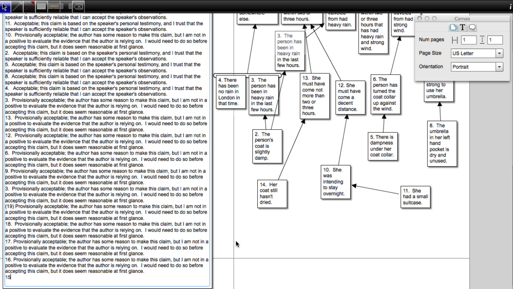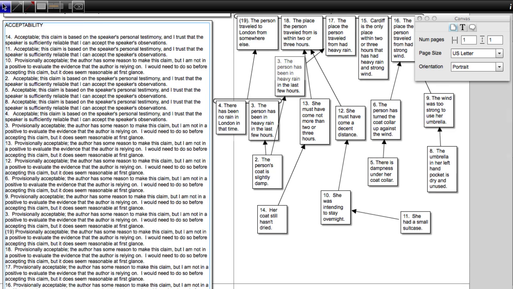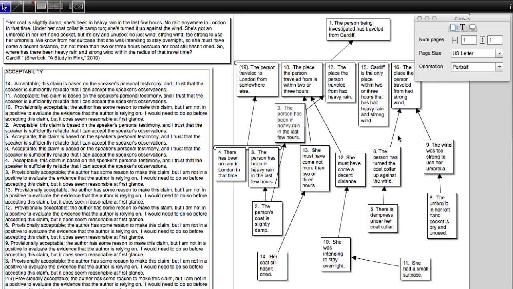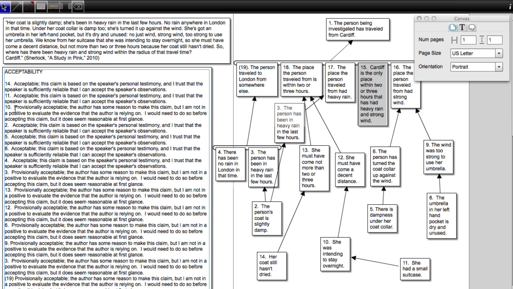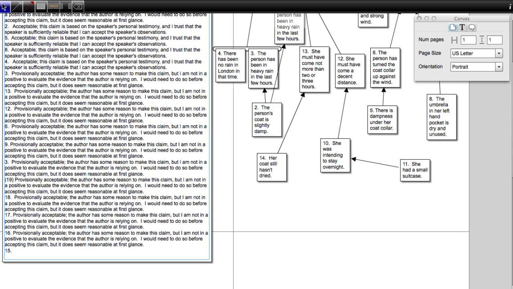15 has no subarguments. There's no evidence given for 15. Let's go back and remind ourselves what 15 says. Cardiff is the only place within 2 or 3 hours that has had heavy rain and strong wind. This is back to the ones that we were doing earlier, like up here. I'm sorry, not 10, more like 11. It's personal testimony, it's observations, it's personal knowledge. So I am still going to provisionally accept that.